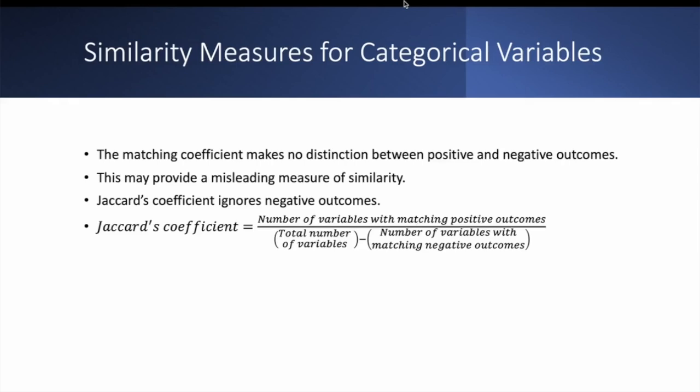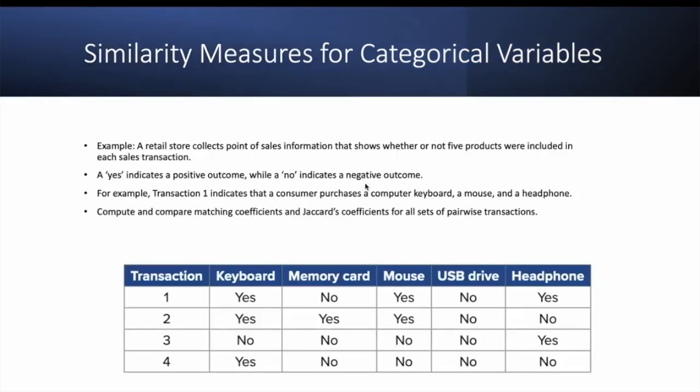So that's why we need another measure, which is called Jaccard's coefficient. It's a more appropriate measure of similarity in situations where negative outcomes are not as important as positive outcomes between any two observations. So how to do this? We just take the number of variables with matching positive outcomes, then we divide this by the total number of variables minus the number of variables with matching negative outcomes.